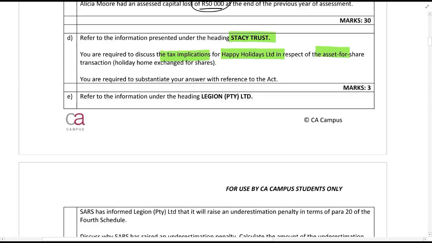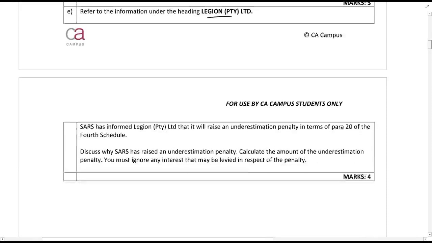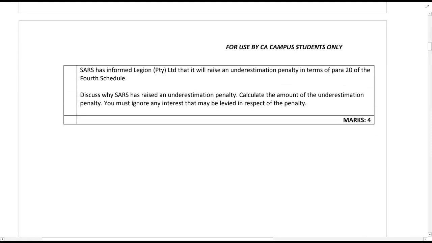And then E, refer to the information on the Legion. They say SARS informed Legion that it will raise an underestimation penalty in terms of paragraph 20 of the 4th Schedule. Discuss why SARS has raised it. Calculate the amount of the underestimation penalty, and you can ignore interest because it's mostly not in your syllabus.